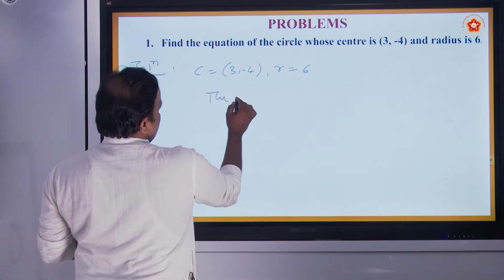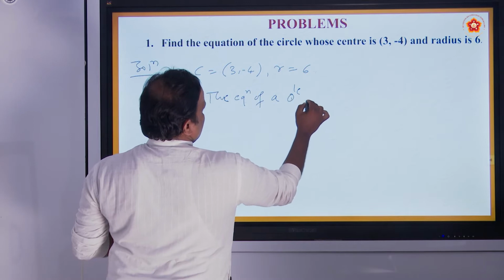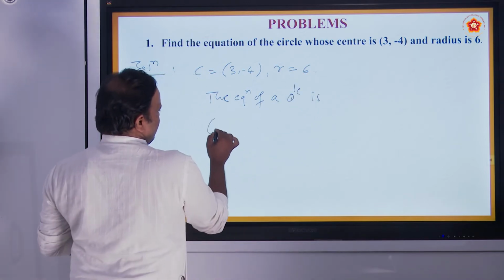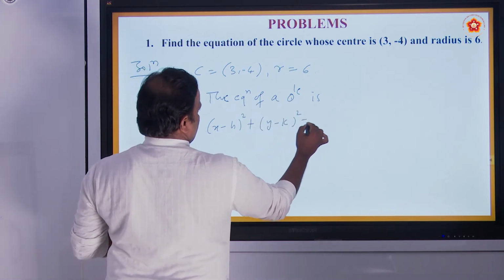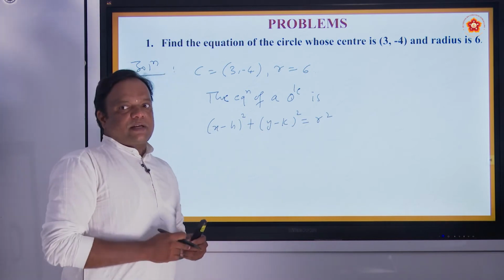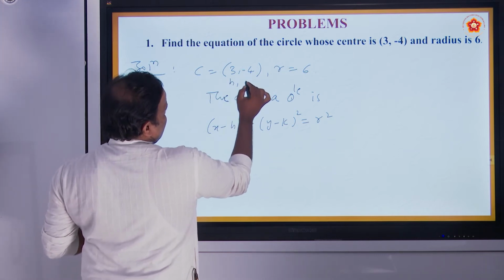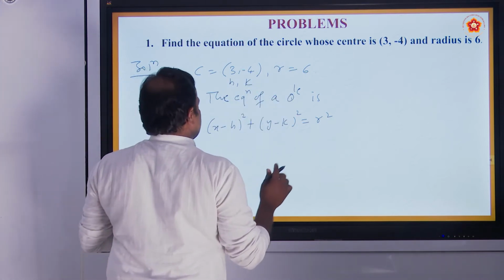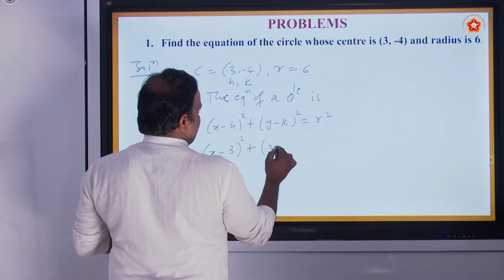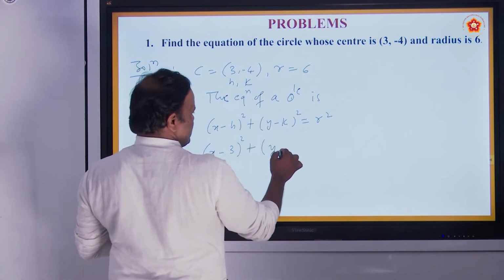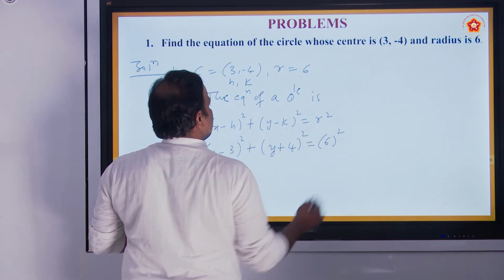The equation of a circle, we know, in center radius form is x minus h whole square plus y minus k whole square is equal to r square. Substituting the values, h is 3 and k is minus 4, r is 6. So x minus 3 whole square plus y minus minus 4, which becomes plus 4, whole square is equal to 6 square.